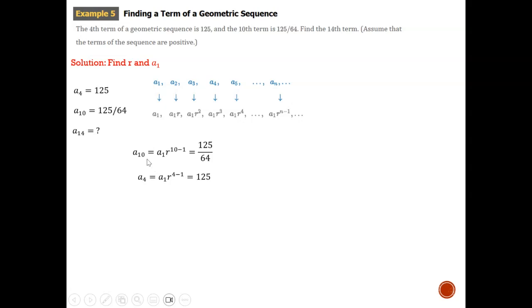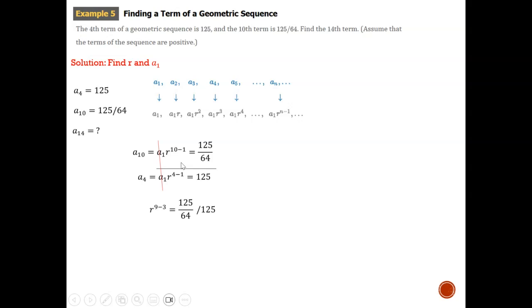And then for the fourth, it's going to be A1, R3. This is going to give us, again, we're going to divide. Okay? Again, this is going to give us R to the 9th over R to the 3rd power.